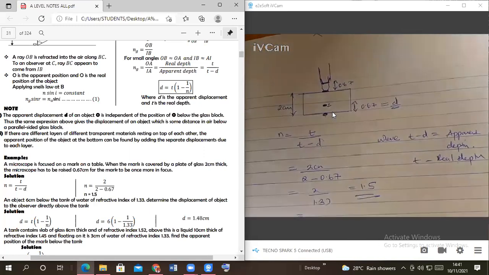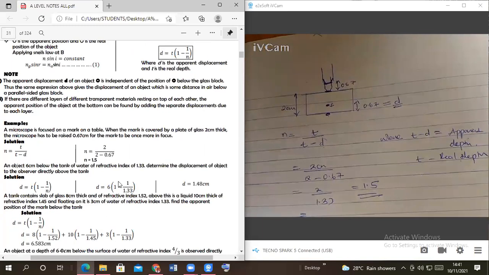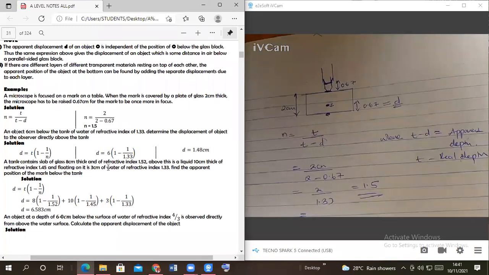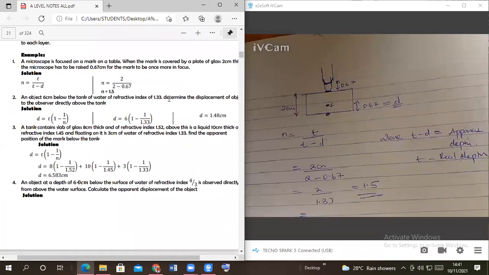And that is the refractive index of that glass block. Okay, so number 1 is a bit clear. When you go to number 2, it's still the same thing that you have to use. Now I'm bouncing to number 3 because I'm looking at different categories of these questions.